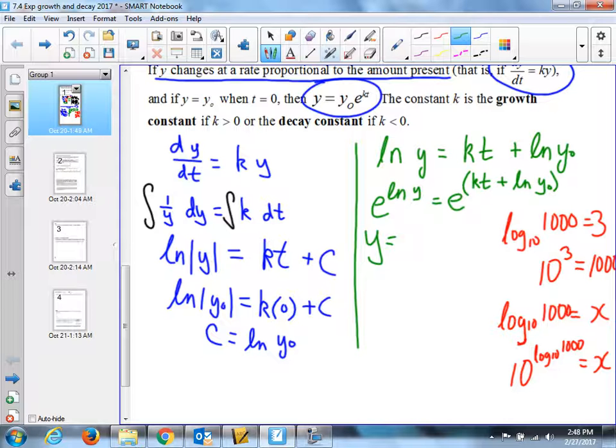Okay. Now I'm talking about this. E to the kt times e to the natural log of y initial, y0. Why not?